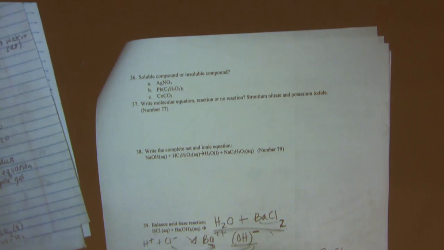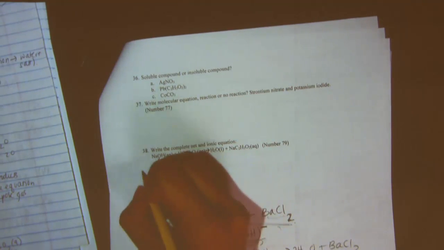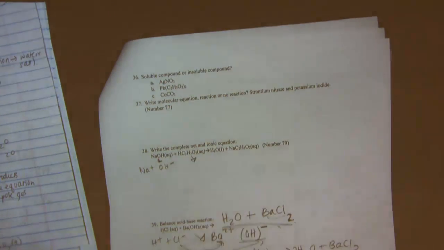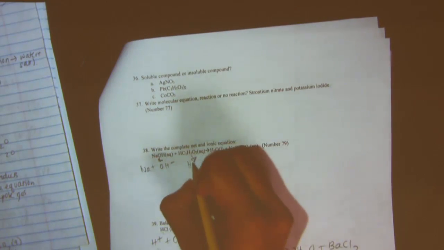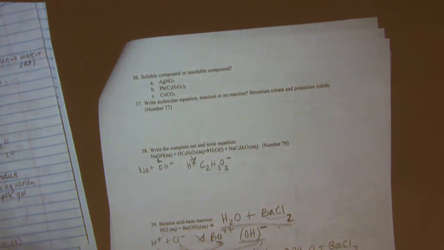Okay, so let's do that right now. So same process here, right? Break down the equation. Break down each compound. NaOH breaks down into Na plus and OH minus. HC2H3O2, what does it break down into? H plus and C2H3O2 minus, right? What is this polyatomic ion? What is the name of it?